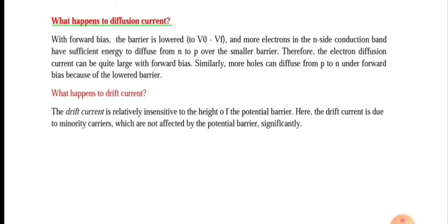Minority carriers are generated in a PN junction due to thermal excitation or breaking of covalent bonds, like Zener breakdown, avalanche breakdown. In that condition, electron-hole pairs will be generated, which creates the minority charge carriers at the PN junction. So the amount or movement of minority charge carriers does not depend on the barrier potential. So drift current is relatively insensitive to the height of the potential barrier. Hence drift current is due to minority carriers, which are not affected by the potential barrier significantly.